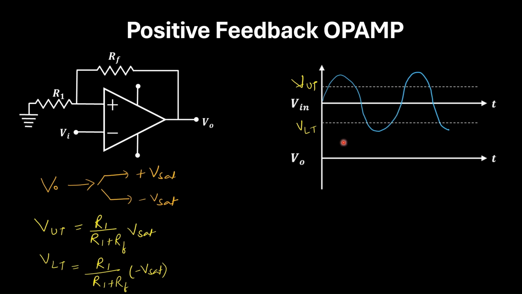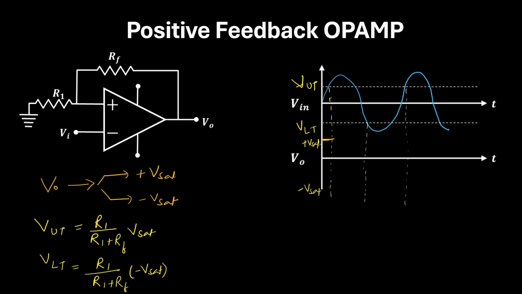and it will remain in plus saturation until this point. So if we try to plot the output, maybe I can draw a vertical line here, and here another vertical line, and one more here. So in the output, let's say this is plus V saturation and this is minus V saturation. So till here it will remain in plus V saturation. Maybe I can use a different color here. Okay, so it will remain in plus V saturation.